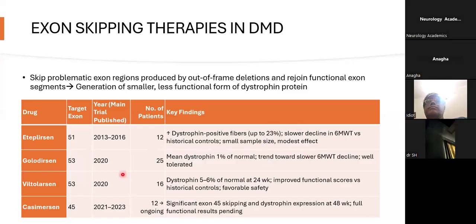The next exon skipping therapy approved was golodirsen in 2020. The study was done with 25 patients with increase in dystrophin levels and trend toward slower 6-minute walking test decline, and it was well tolerated by patients. The other exon skipping therapies were Viltolarsen, which was approved in 2020, and Casimersen, which was approved in 2023. All of these showed increase in the dystrophin protein levels and improved functional score versus historical controls and favorable safety profiles.